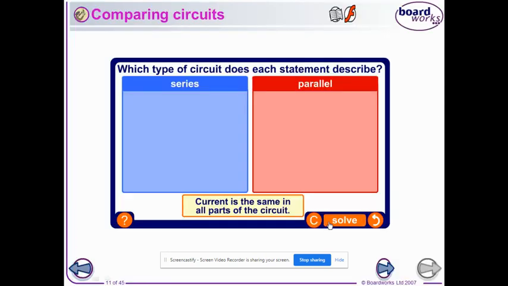So we're going to read through some statements here. What I want you to do is decide whether they're series and parallel. Then at the end, we'll look at the completed table and see how many you got right.